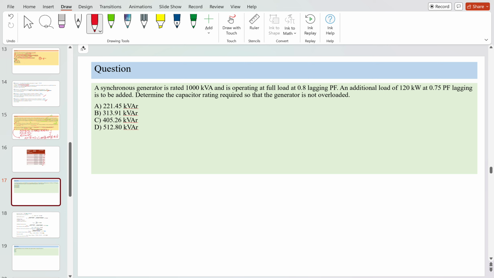Okay, let me give the solution. I got one answer, option B. In this problem, it is saying that you have a synchronous generator which is rated at 1000 kVA. S is given as 1000 kVA. It is operating at full load at 0.8 power factor lag. So basically, the power factor is 0.8.